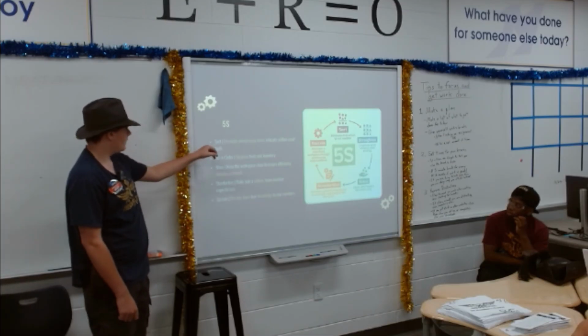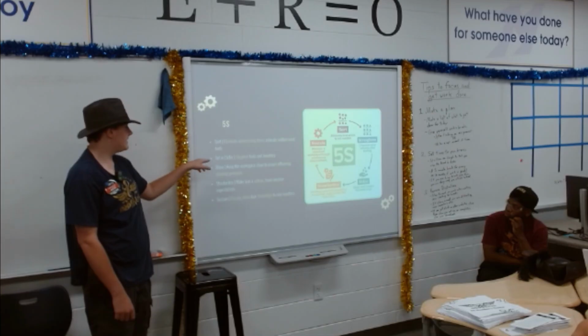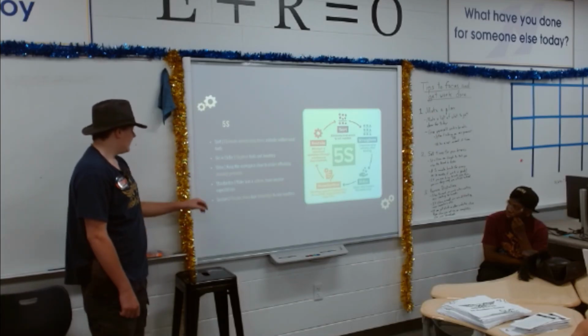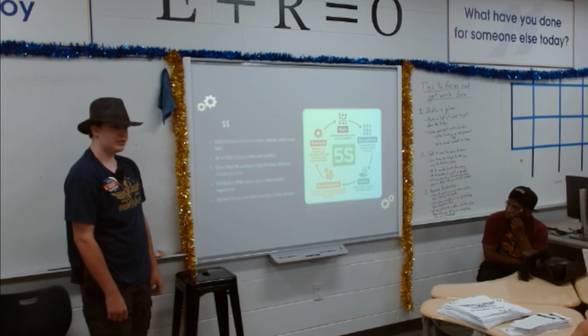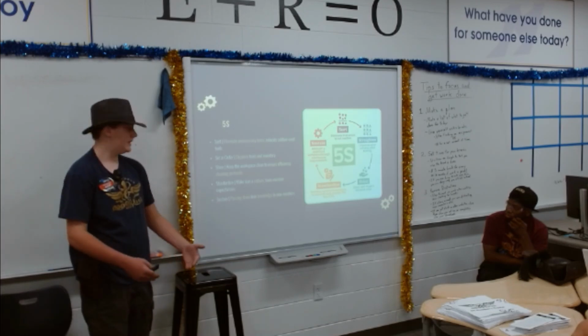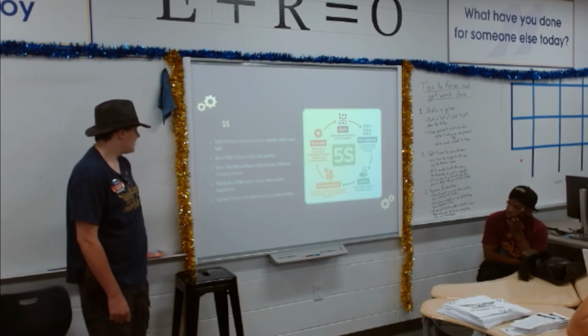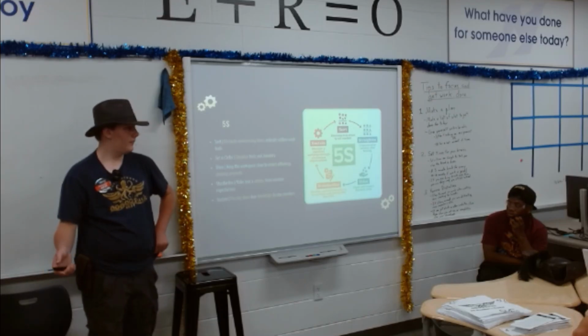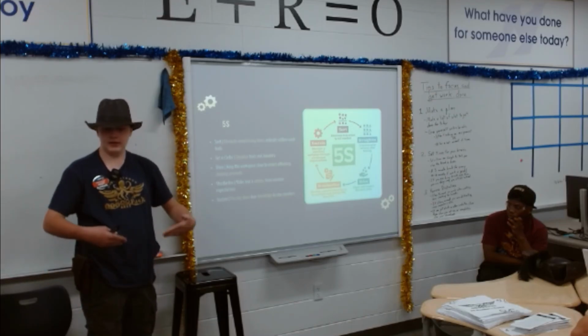There is sort, which is the elimination of unnecessary items. Set in order, which is the organization. Shine, which is cleaning it. Standardize, which is making Lean a culture, with actual standardized procedures. And then sustain, which is passing down knowledge to students to come, so that it actually continues on.